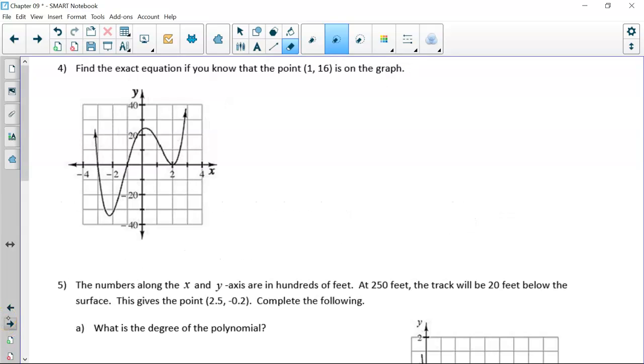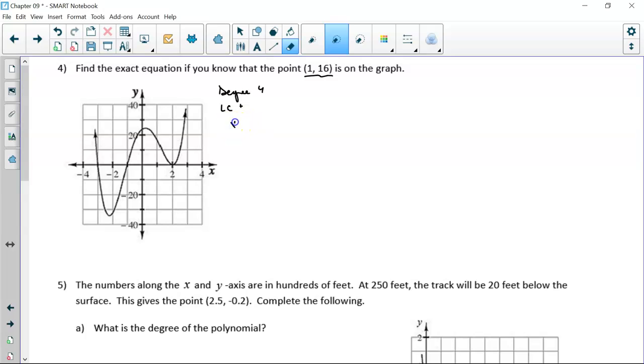Problem number 4. We're going to find the exact equation. Now we know that 1/16 is on the graph. Looking at the number of turning points I have, I know that my degree is going to be 4. And based on the shape, I can see the leading coefficient should be a positive. Now I don't know exactly what number it's going to be. That's what we're going to solve for.